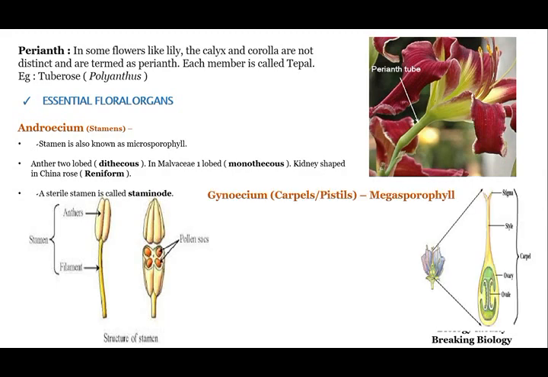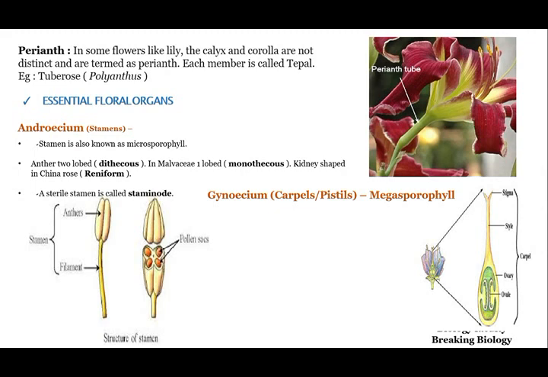Now coming to the female reproductive part, that is the gynoecium, and the unit of the gynoecium is the carpels or the pistils. Now the gynoeciums are called the megasporophyll. As I already told you, sporophyll because it bears the female spore, that is the egg, and mega because it is a female part, that is why megasporophyll.